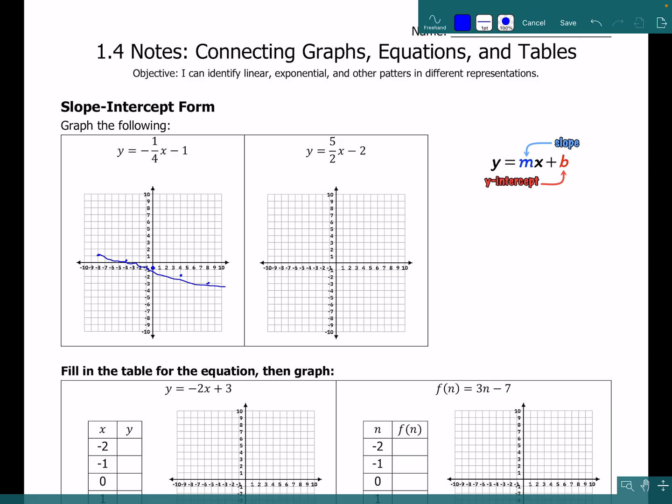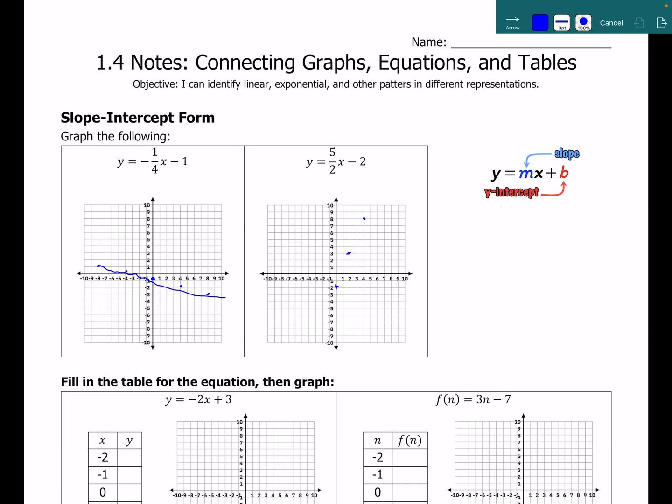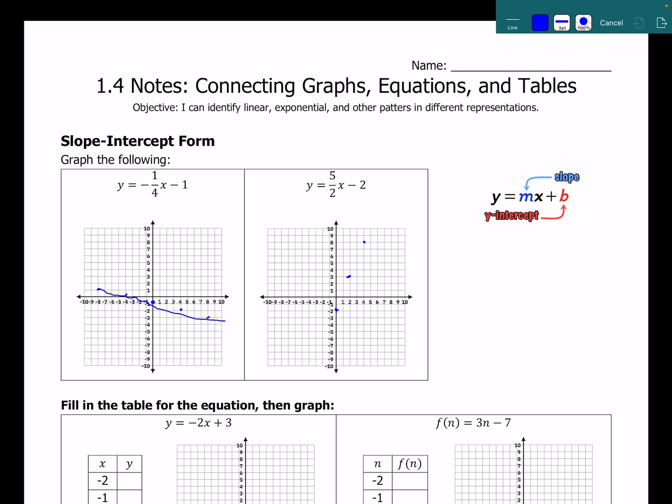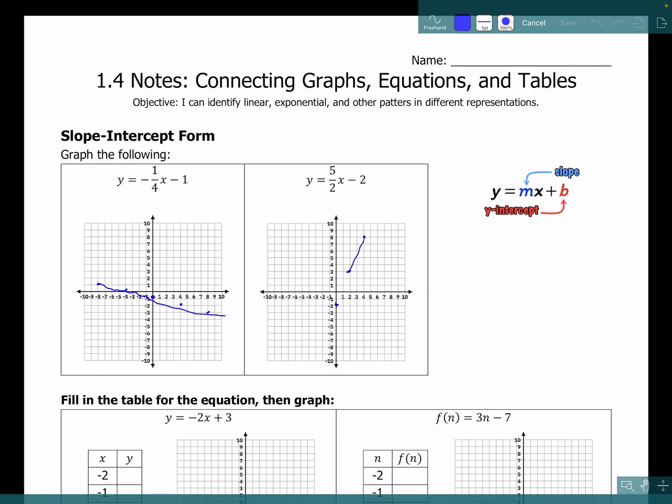Okay, this next one begins at negative 2, and its slope goes up 5 and right 2. And I'll do that again. See if this works. No. Just have to go with my wobbly hand.